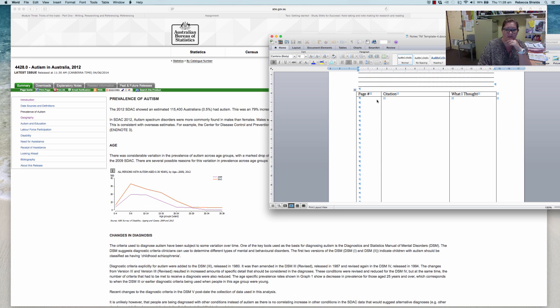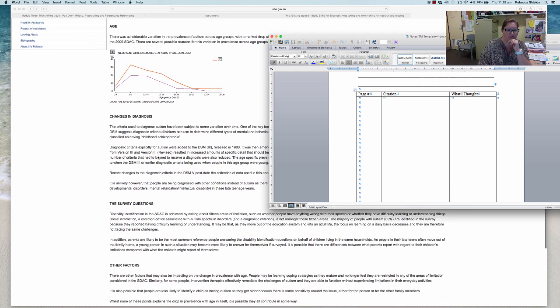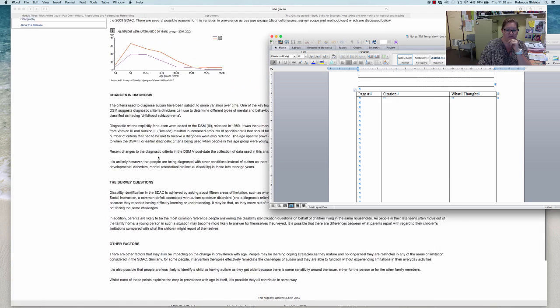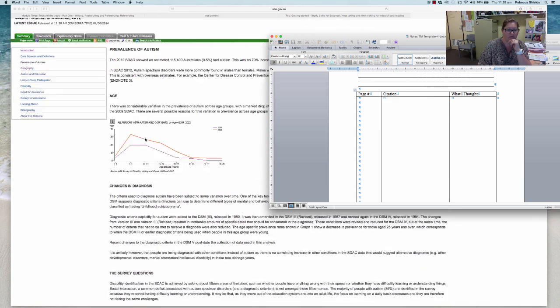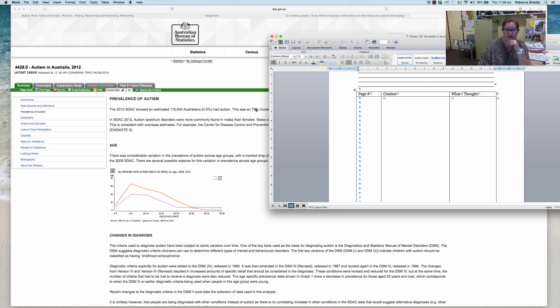And if you have a look at the referencing guide, it will show you how to do that. And then I would do either page number, or in this case, there are no pages in this Australian Bureau of Statistics release. So you would do paragraph numbers and perhaps the title of the page that you are on as well in this section here. Now, citation means like a direct reference.